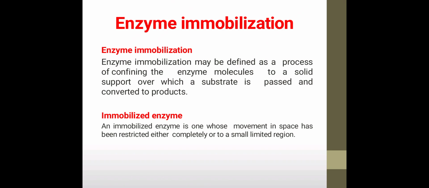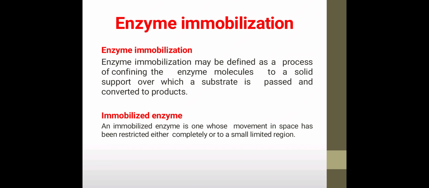Now we will see the introduction. What is enzyme immobilization? Enzyme immobilization may be defined as a process of confining the enzyme molecules to a solid support over which a substrate is passed and it is converted to product. Actually, this is the production process, that is, we are producing a product using a substrate. For this, an enzyme is necessary. That enzyme has to be immobilized in a solid support so we can reuse it again and again.